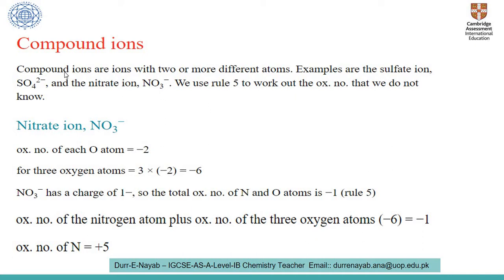So what is a compound ion? These are the ions which are made up of different atoms. You can see the nitrate ion, it is made up of nitrogen and 3 oxygen atoms. If you talk about the sulfate ion, this is made up of sulfur and 4 oxygen atoms. Sulfur and oxygen are different atoms. So compound ions are ions with 2 or more different atoms. Today we are going to take out the oxidation number of these compound ions.